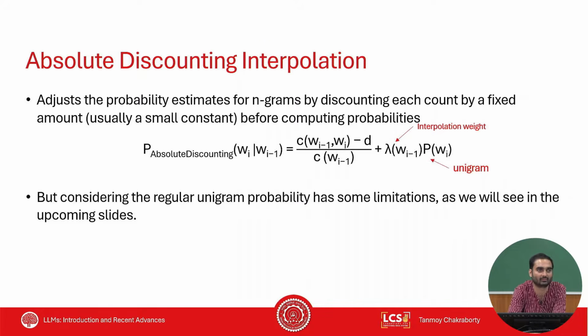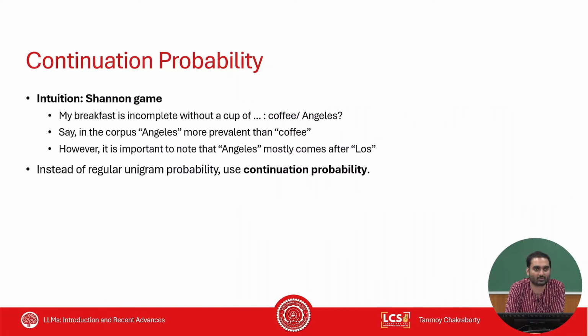In the next method that we are going to discuss, Kneser-Ney, instead of measuring the unigram probability, we will measure something called the continuation probability of a unigram. What is the continuation probability of a unigram? We all understood what a unigram probability is, and you also understood the problems of unigram probability.